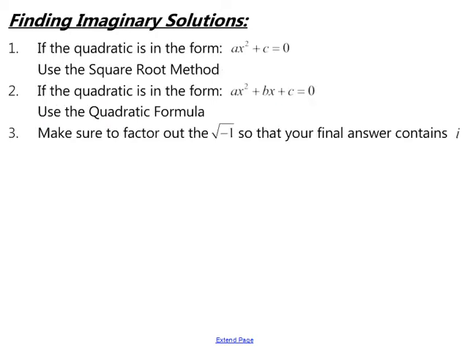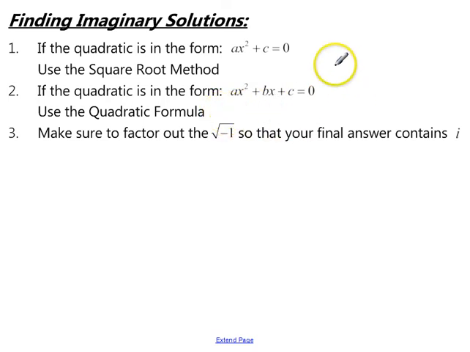Now let's talk about finding imaginary solutions. So this actually goes back to what we've been doing in terms of solving quadratic equations and finding the solutions, roots, x-intercepts, and zeros. However, these are going to be involving imaginary numbers. So there are actually only 2 methods you can use to solve. If it's in the form ax squared plus c equals 0, you can use the square root method to find the solutions. If it's in the form ax squared plus bx plus c equals 0, you have to use the quadratic formula.